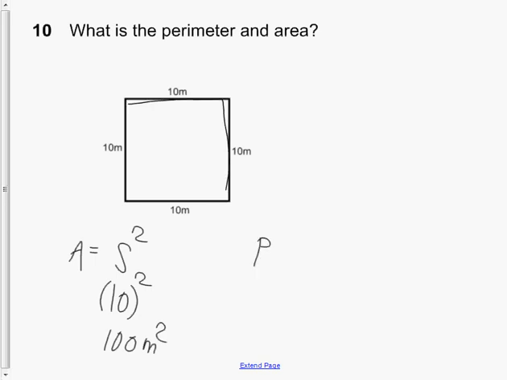Perimeter is the distance around. So if we think about the distance around, we really have 4 side lengths, 4 10s. We have 4 multiplied by the side length, or 4 sides of 10, which means the perimeter of this square is 40 meters.